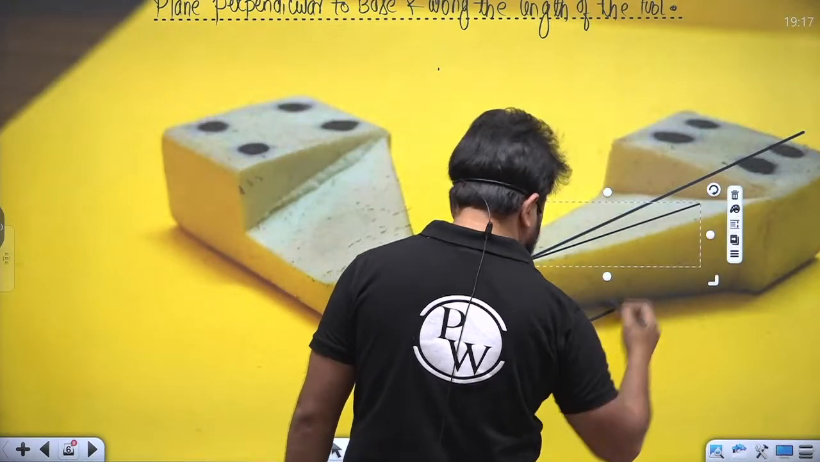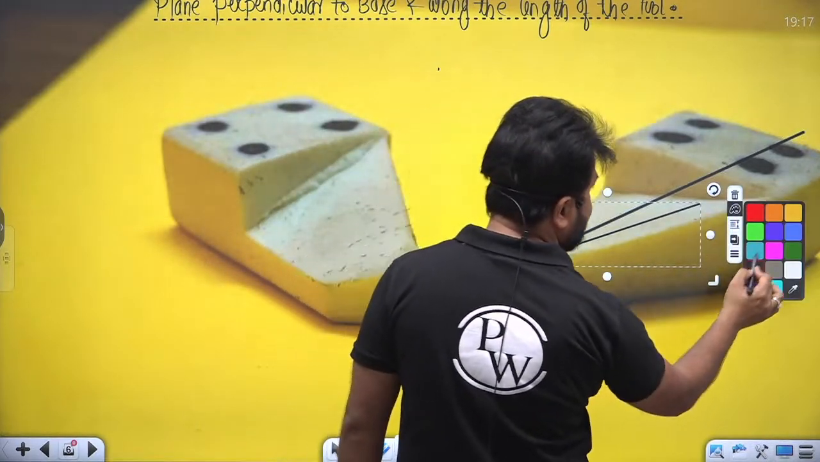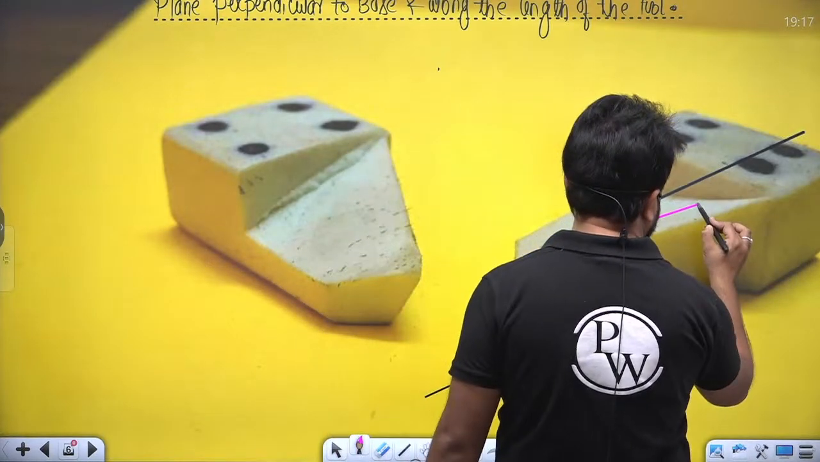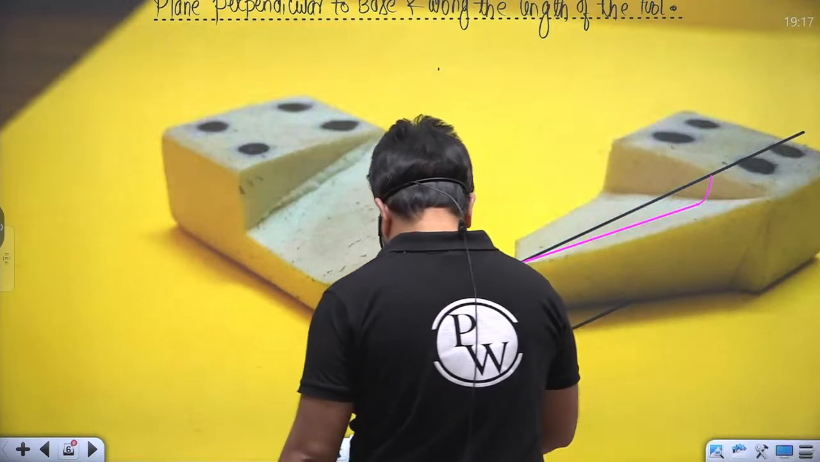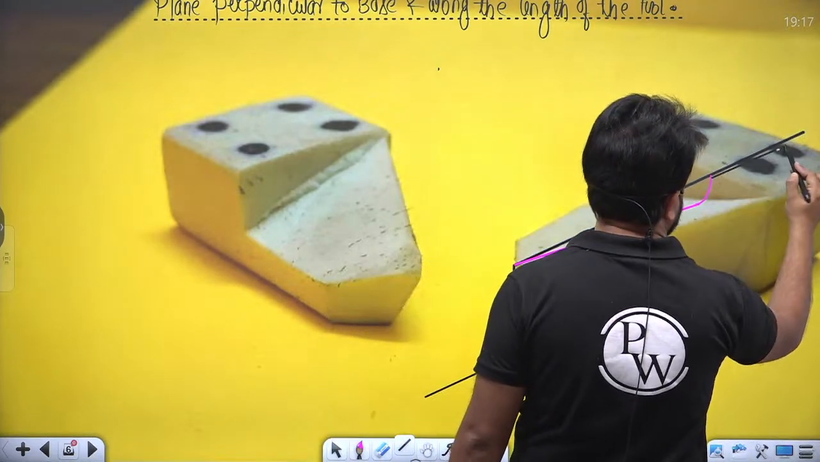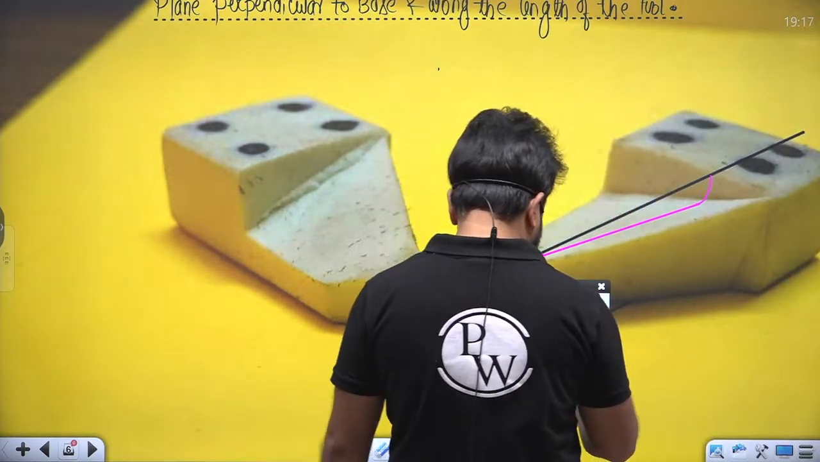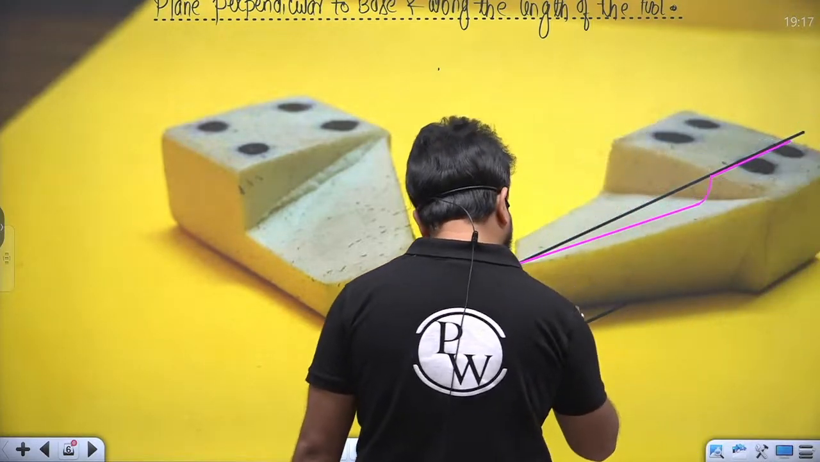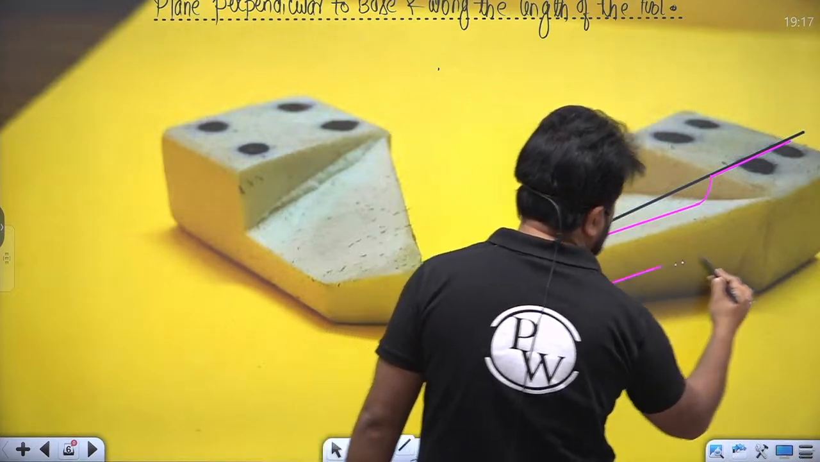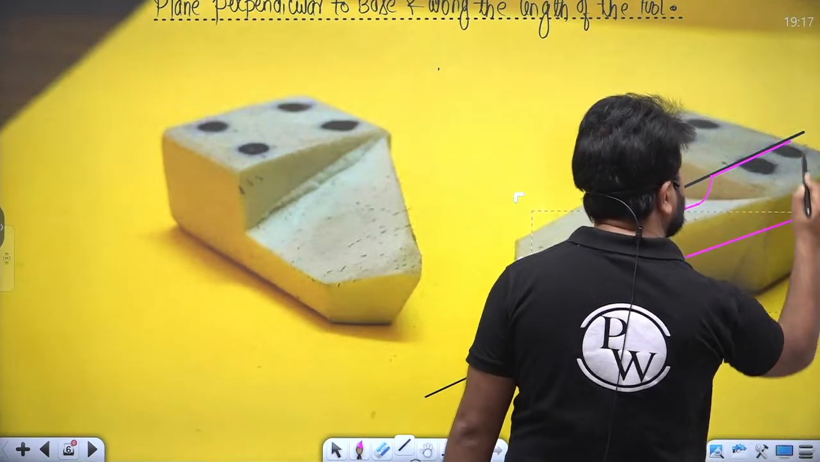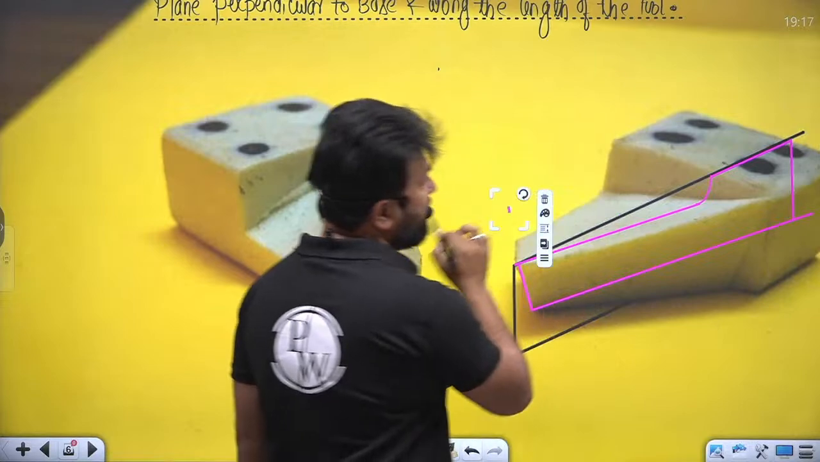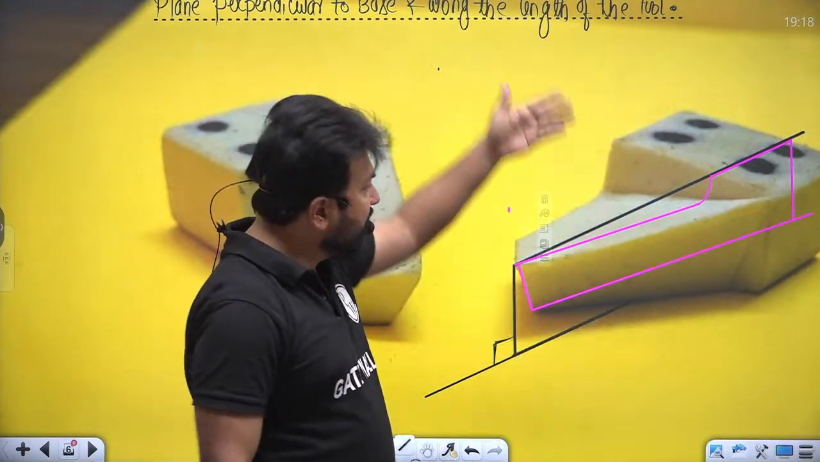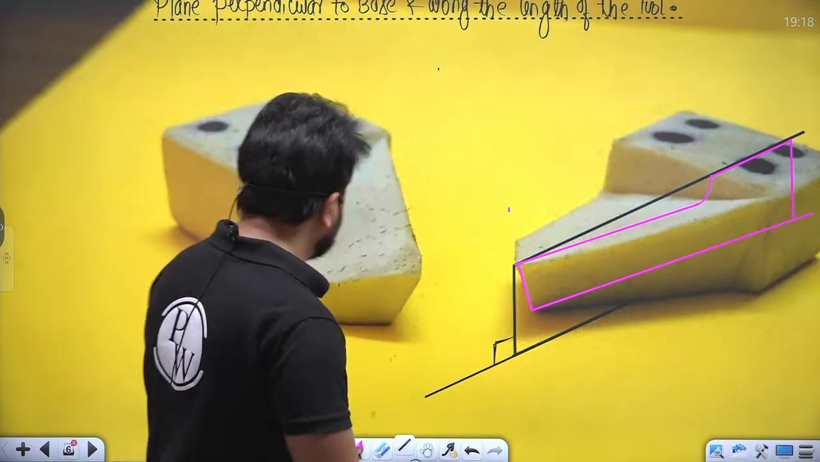You have to take the projection. Let me draw the projection here. You have to take the projection like this, right? Please see, you have to take the projection like this. Are you getting my point? You have to cut the tool in this plane. When you are going to cut the tool in this plane, right?